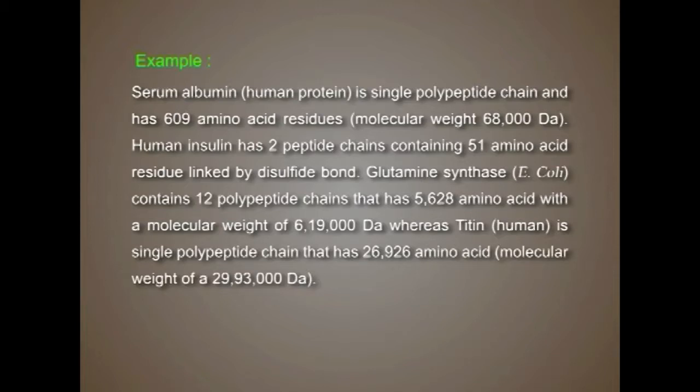Glutamine synthase in E. coli contains 12 polypeptide chains that have 5,628 amino acids with a molecular weight of 619,000, whereas titin, a human protein, is a single polypeptide chain that has 26,926 amino acids with a molecular weight of 2,993,000.